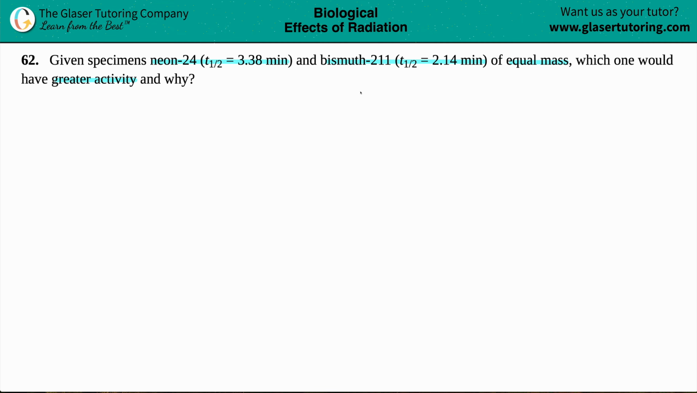Okay, so in this case, we are comparing neon-24 with bismuth-211. Now, they both say that they have equal masses, which means that the amount of grams that they have are the same. So it doesn't matter how much we have of each. If you have the same amount of mass, that has nothing to do with the difference in activity.